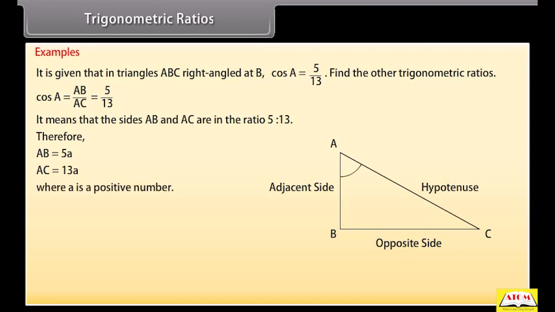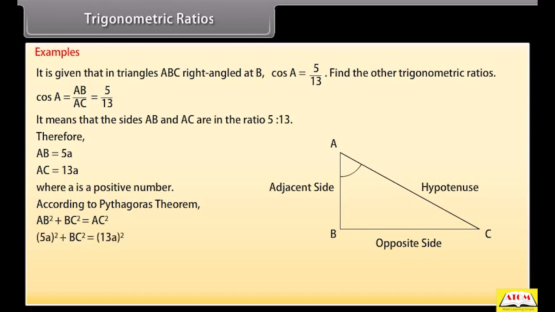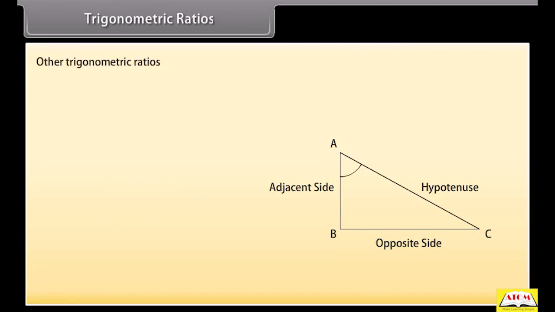According to Pythagoras' theorem, AB square plus BC square is equal to AC square. By substituting the values, we get 5a square plus BC square is equal to 13a square. Now, by calculating it, we get BC as square root of 144a square, which is 12a. Let us now find the values of the other trigonometric ratios.